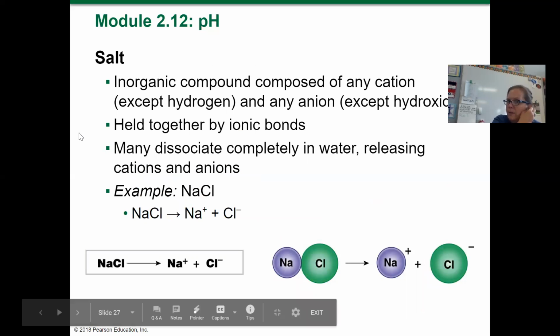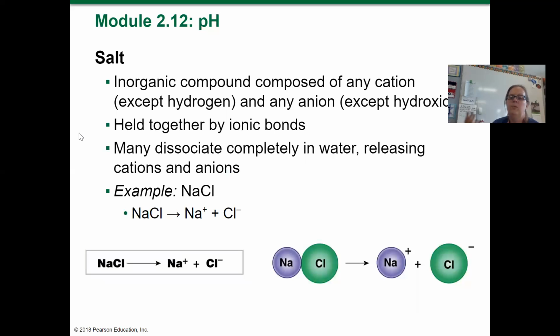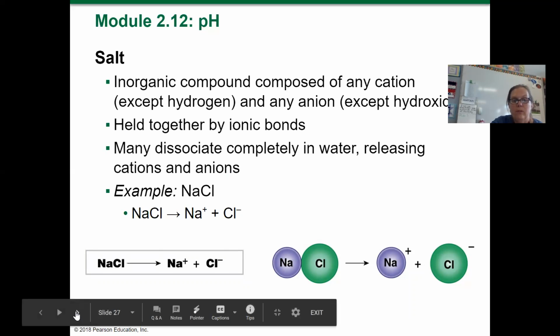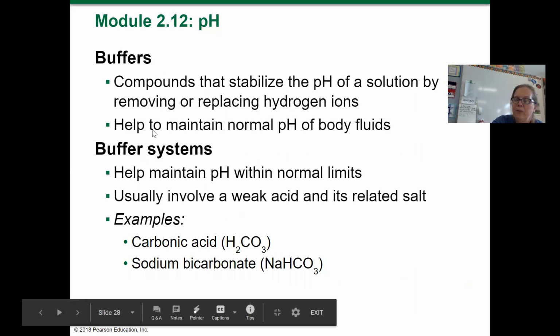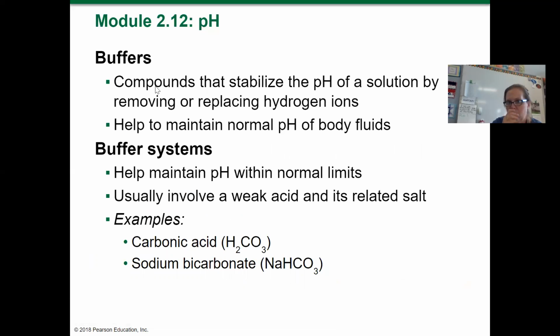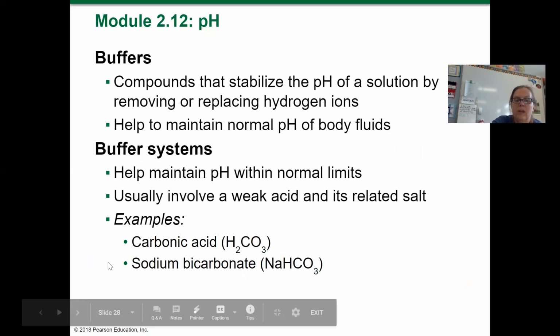Salts can be important electrolytes, or they can be important ions for things like muscle contractions. So these are also very important. Buffers are things that help to stabilize or maintain the pH of a solution, and usually they do that by either dropping off or taking up hydrogen ions, which helps maintain that pH. It usually involves a weak acid and its related salt, for example, carbonic acid and sodium bicarbonate.